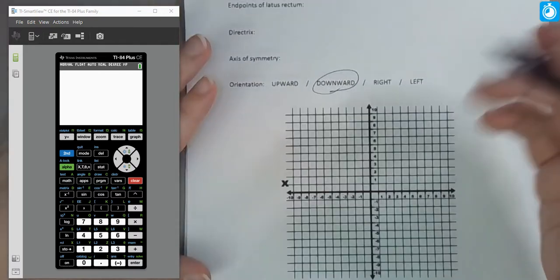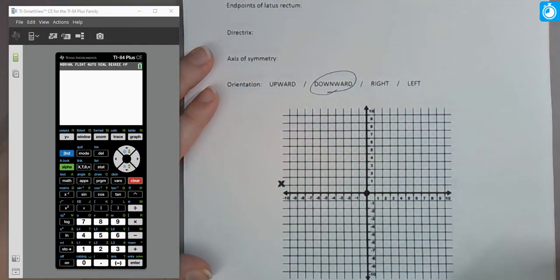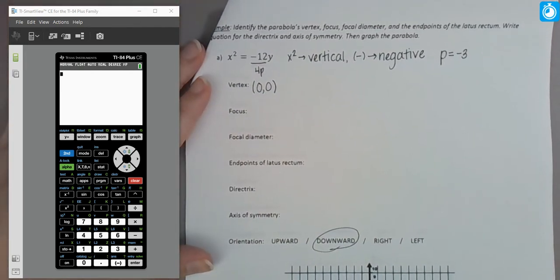So let's put that on the graph. Here's our vertex. Think of that as the starting point for the graph. From there, we are opening downward. The question is just how wide is our graph? And normally we could use intercepts. We might just find some random points in order to graph. Here we're going to use this idea of the focal diameter in order to determine where the additional points on our graph are.